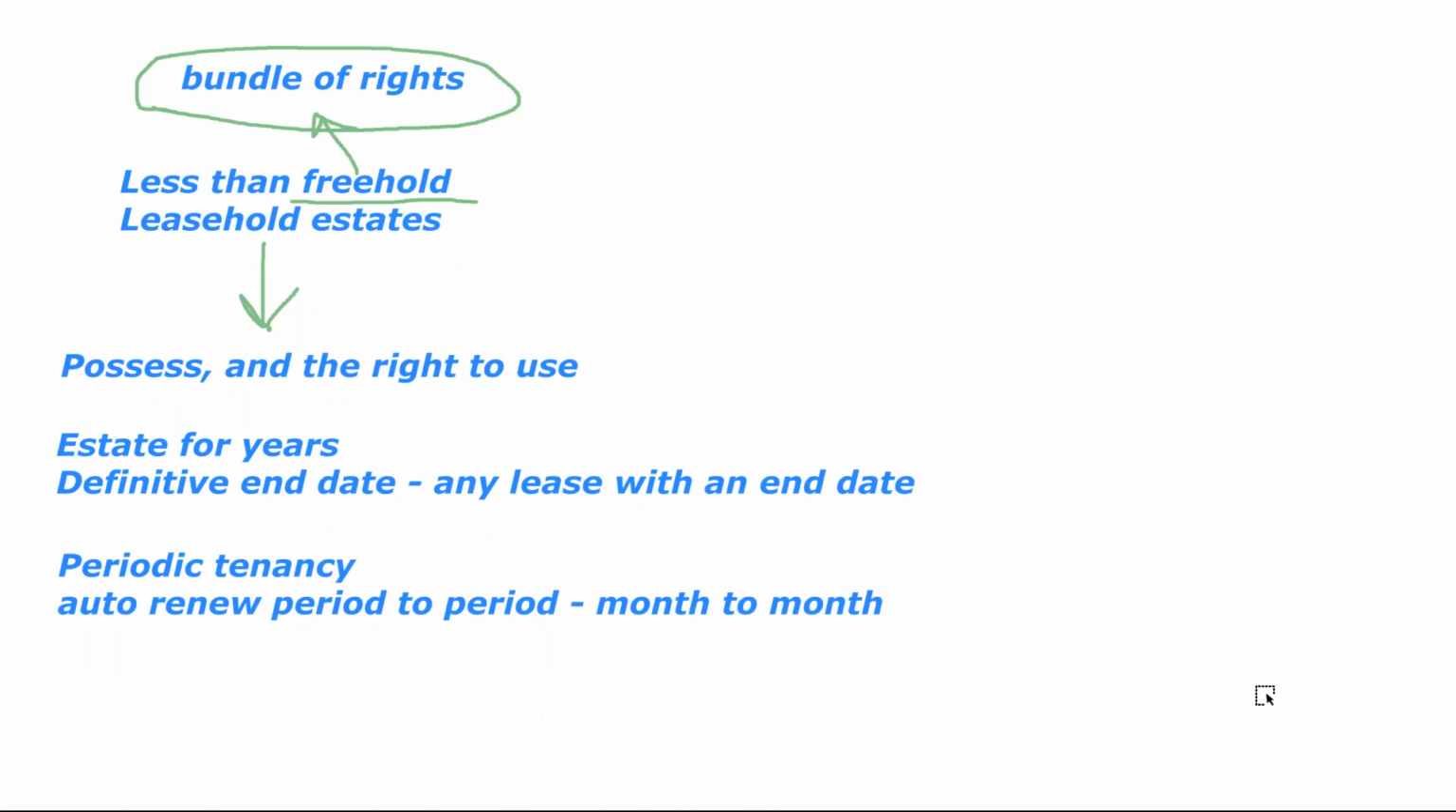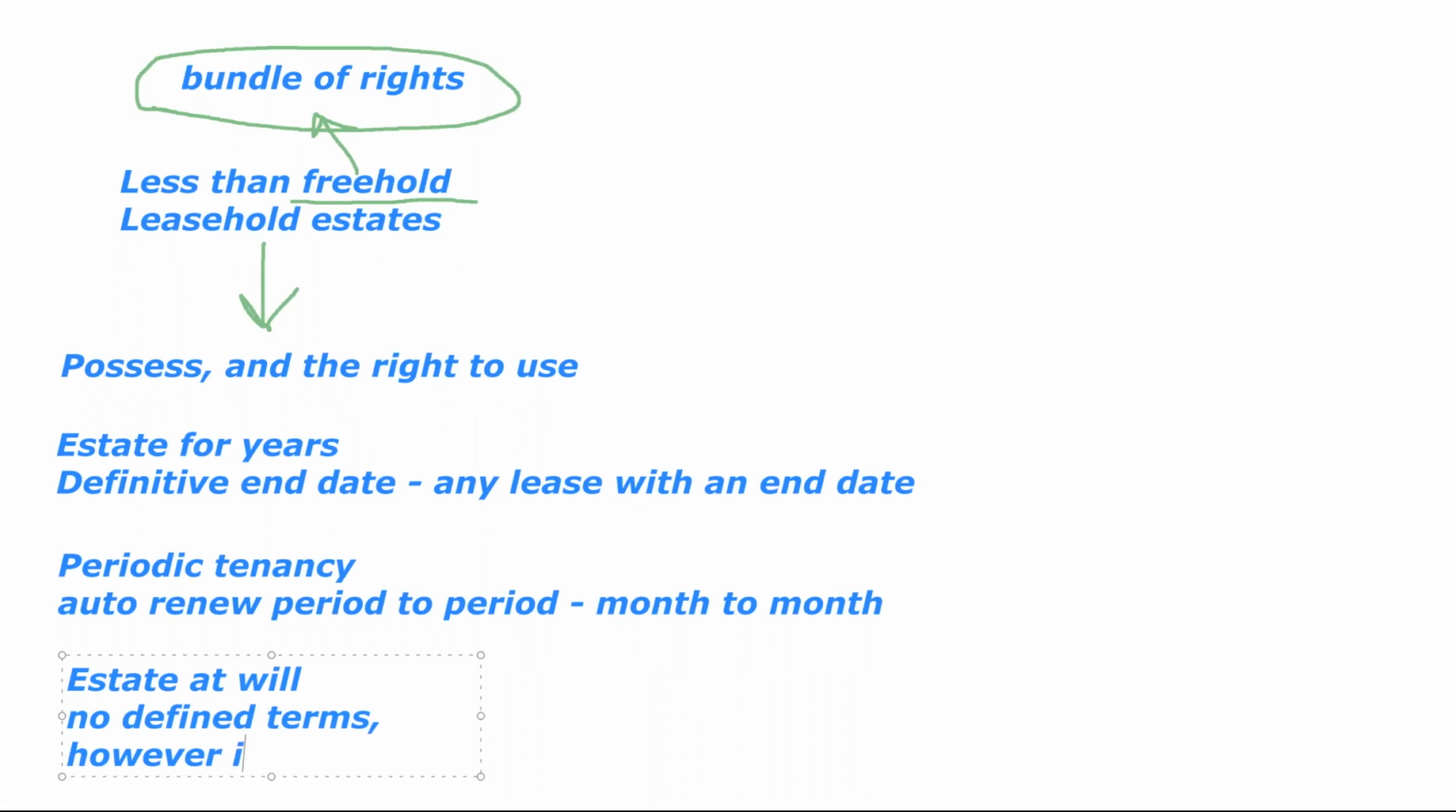Okay. So in the estate for years, we have a definitive end date. In a periodic tenancy, there's an auto renewing period of some sort. Next one is an estate at will. And this is typically a holdover tenancy, but this has no defined terms.